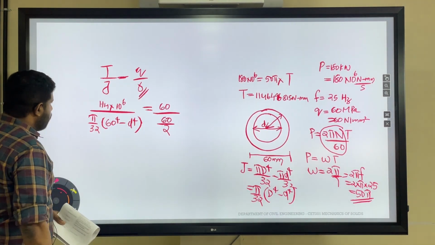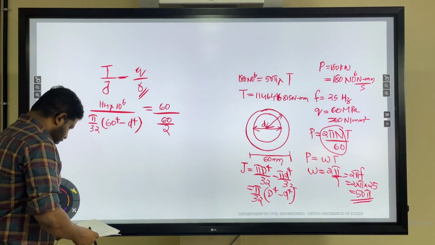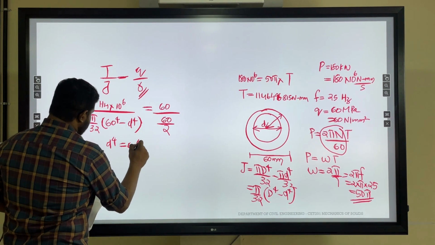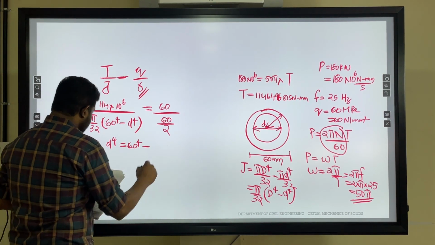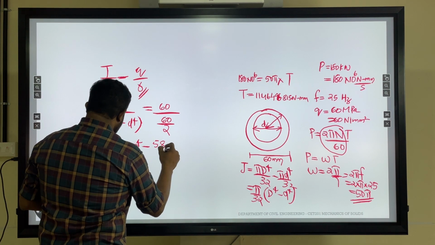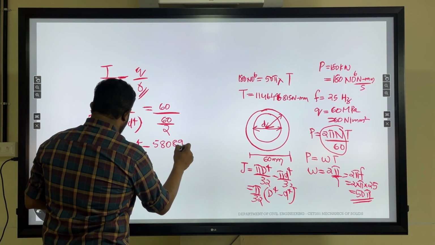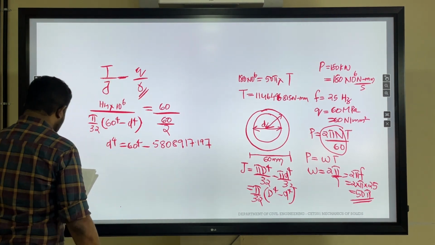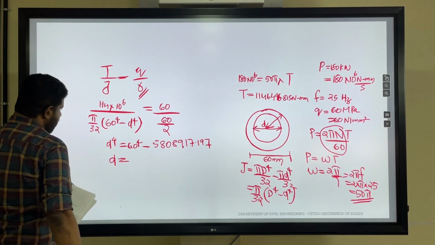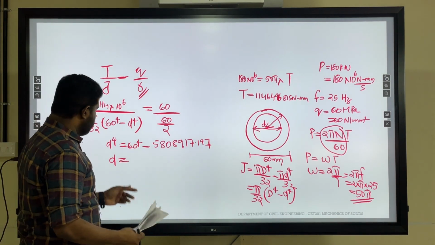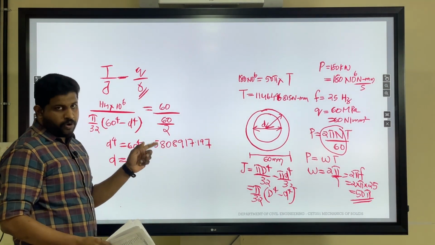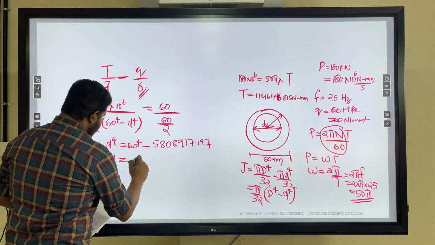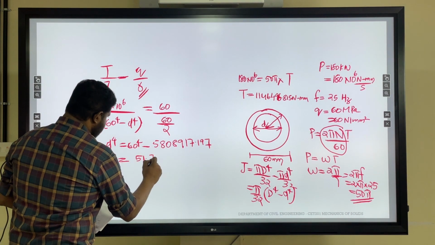So on solving this equation, we will get the value for the inner diameter. So d raised to 4 is equal to 60 raised to 4 minus 580891.197. So here you will get the d raised to 4 value. For getting d, you have to take the fourth root of it. You will get it as 51.71 mm.